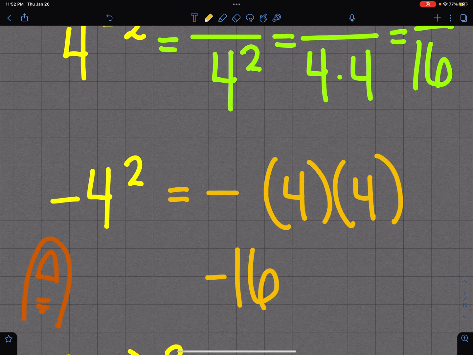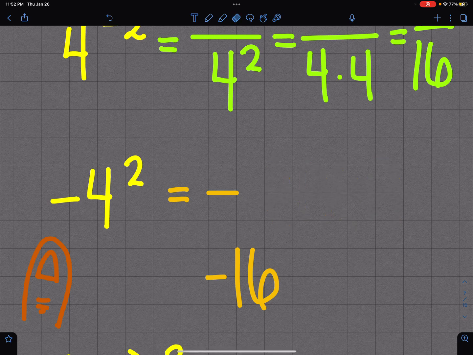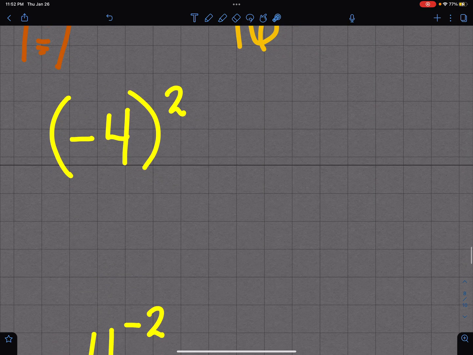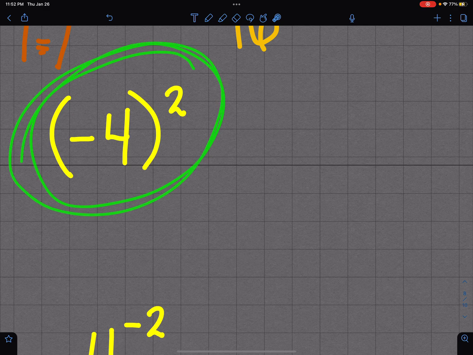And the 4 times the 4 part of it can reduce to 16. And then you've still got this opposite sign in front of it. Okay? All right, let's just remember that. Now this one is different, and this gets complicated.